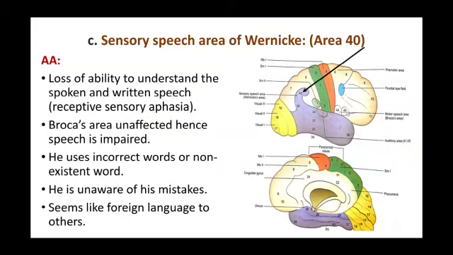In applied aspects, there is loss of ability to understand spoken and written speech, so receptive sensory aphasia occurs. Broca's area is unaffected, hence speech is impaired. He uses incorrect words or non-existent words. He is unaware of his mistakes. It seems like a foreign language to others.